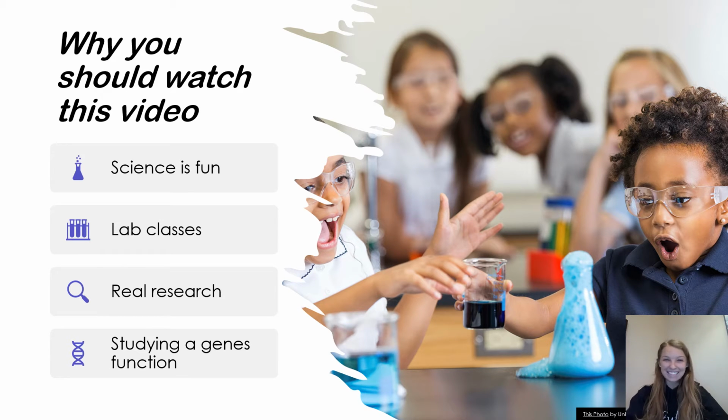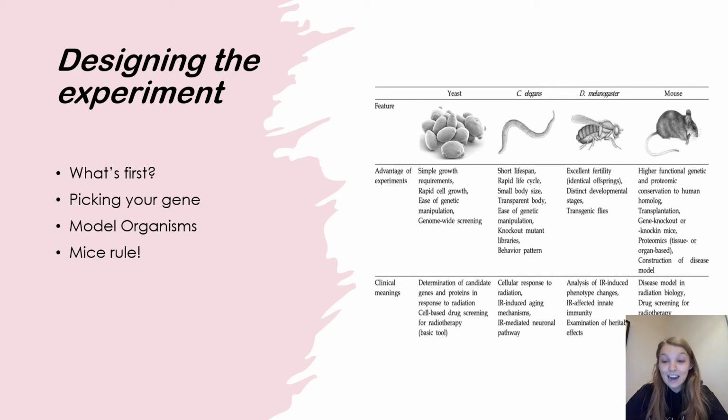Let's talk about that. Let's look at designing the experiment. One of the first things you should ask is, what gene do you want to study? And usually that's based on the gene's function. When you pick the gene and its function, you have to look at what model organism you want to use. Here I have a list of model organisms and some of their advantages. But when studying a gene and its function, mice are really close to us, so we usually use them.